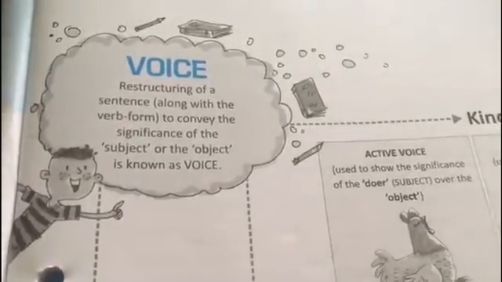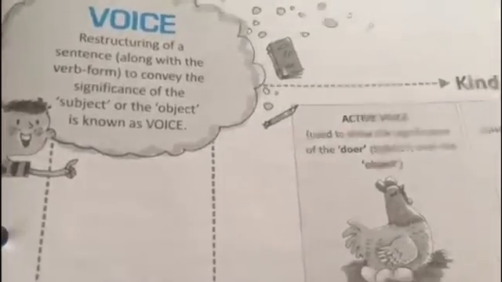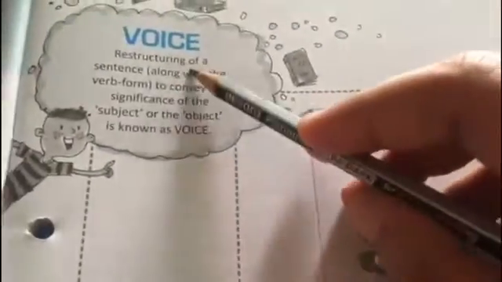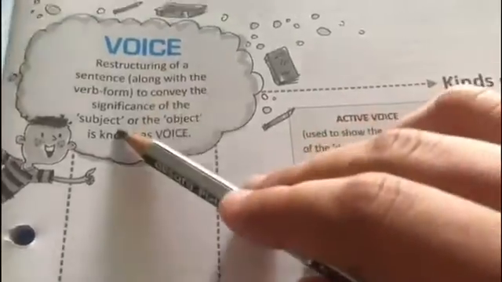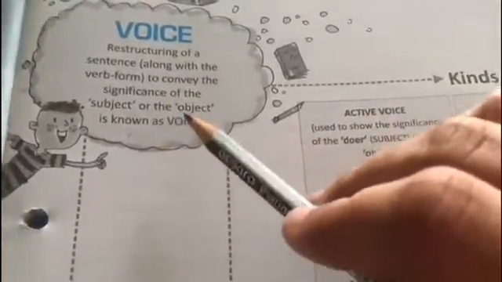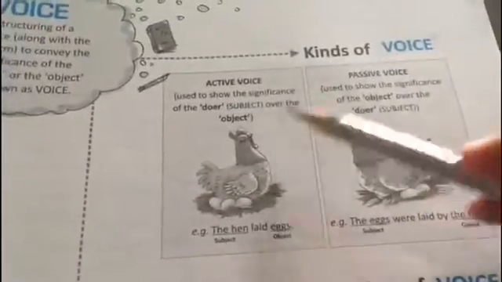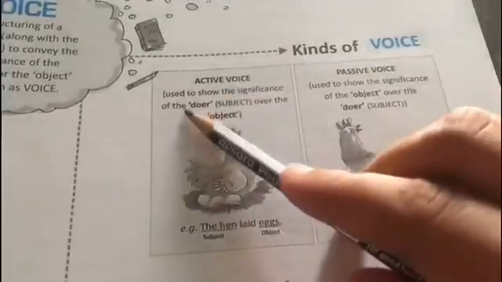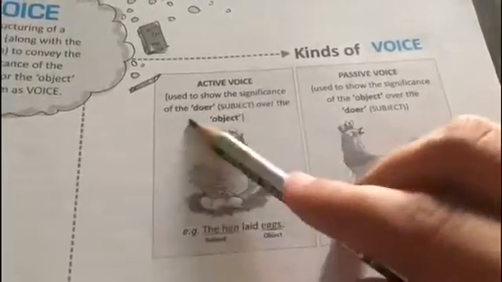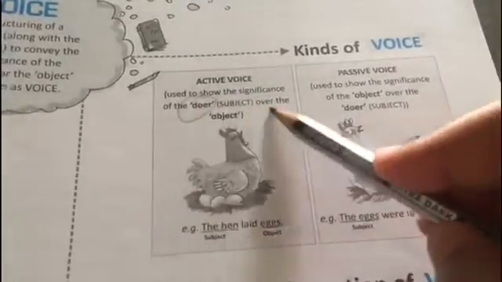So today we'll revise this topic of your English grammar, that is voice. Restructuring of a sentence to convey the significance of the subject or the object is basically known as voice. There are two kinds of voice, that is active voice and passive voice. So when is active voice used? It is used to show the significance of the doer, that is the subject, over the object.